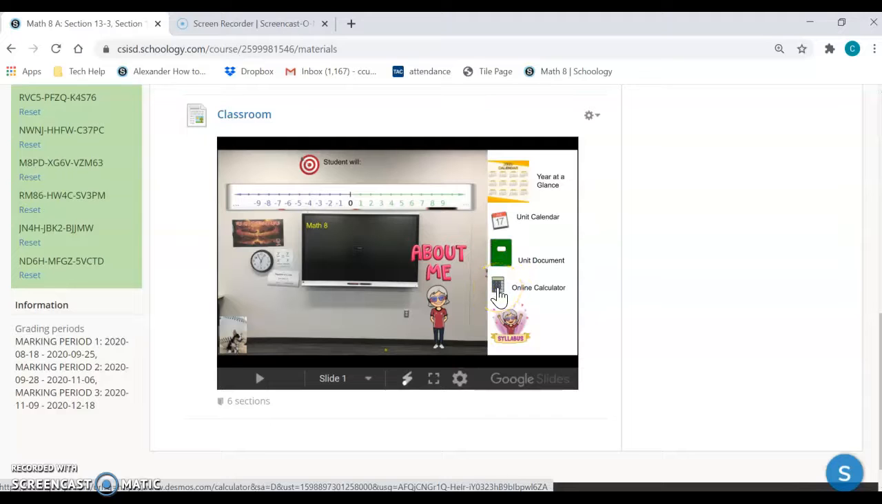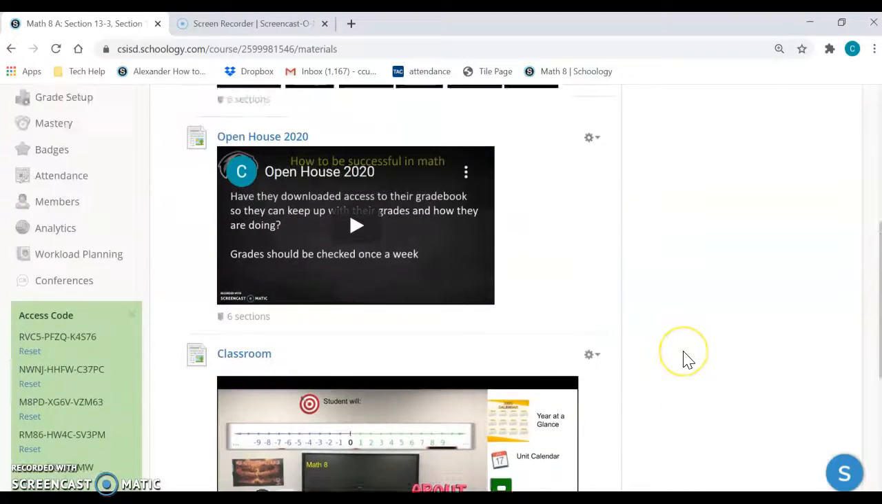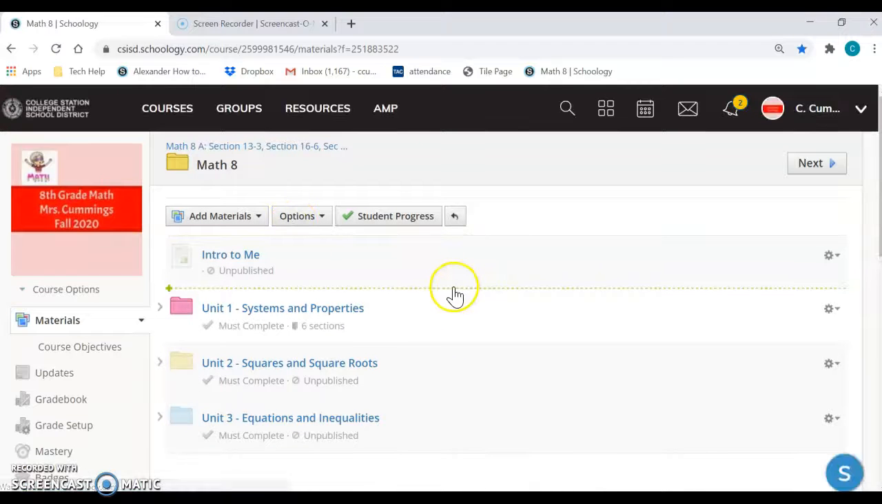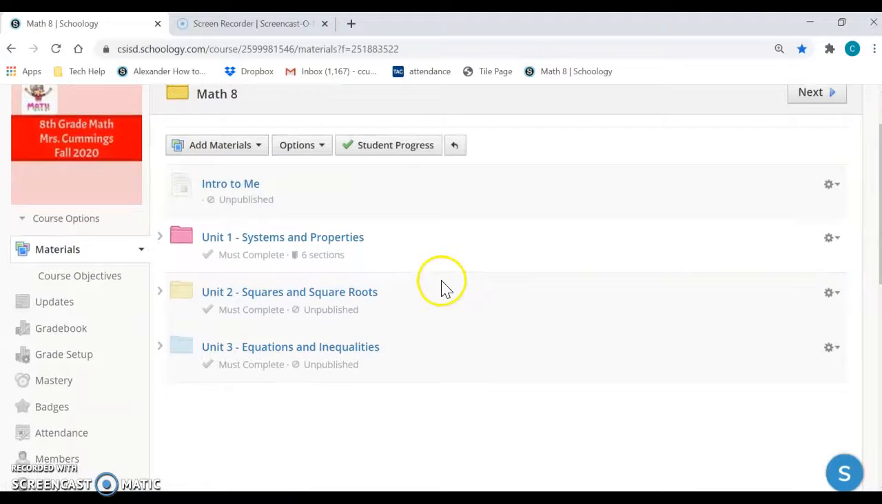This takes them to an online calculator. This takes them to the syllabus for the class, and this will take them to my email and my office hours and my planning period. When students access Schoology, the information, this is a resource for them.